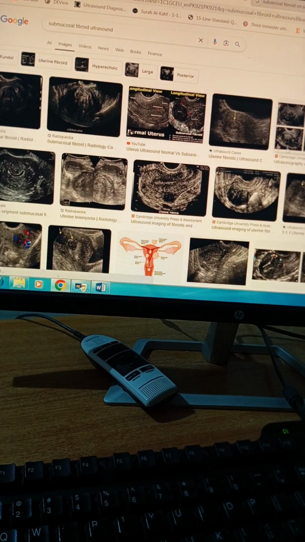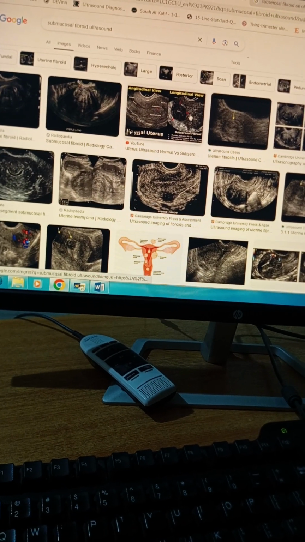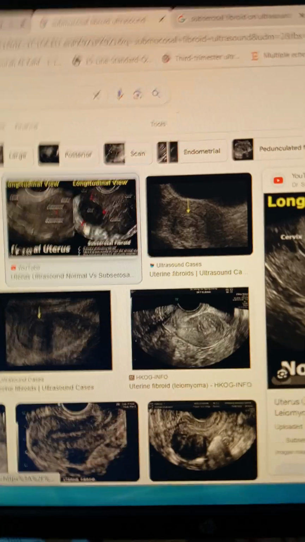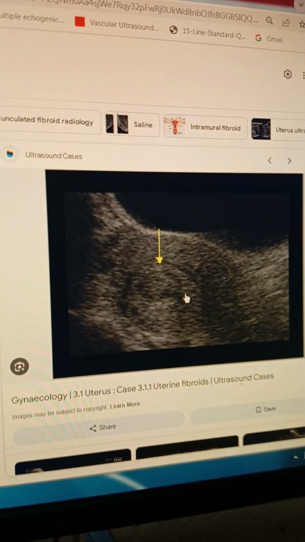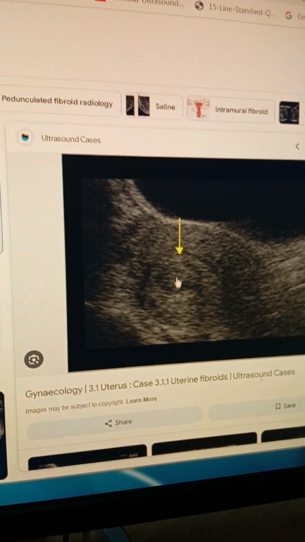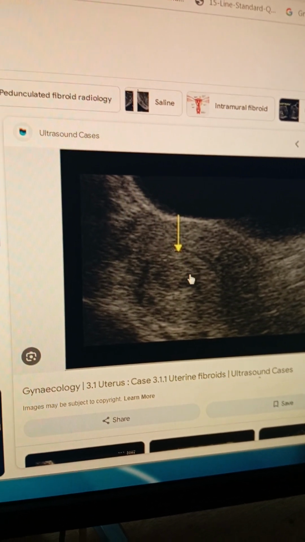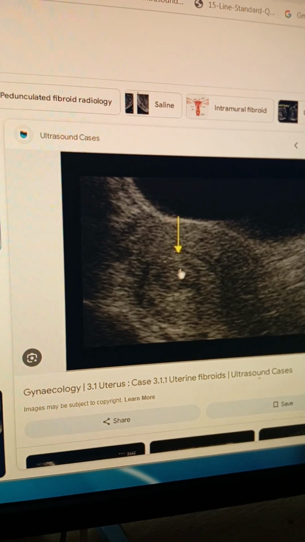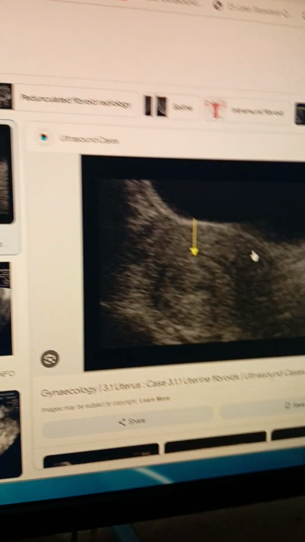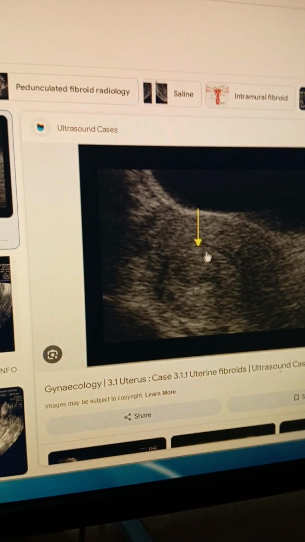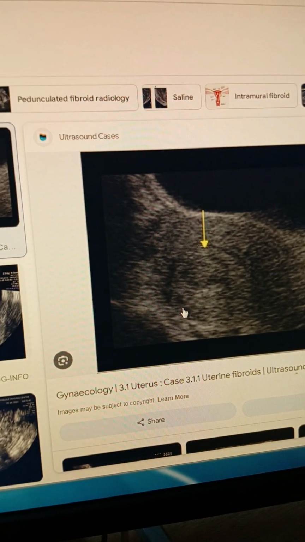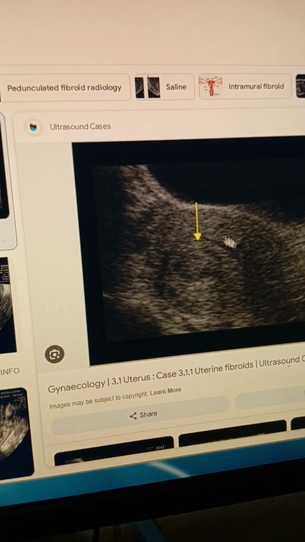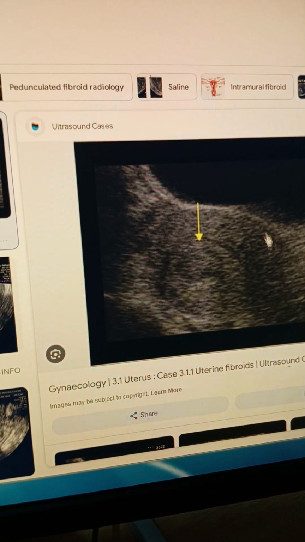Here are the images of the submucosal fibroids. So here is the fibroid near the endometrium, between the endometrium and myometrium, and pushing the endometrium. It can push the endometrium anteriorly if it is posterior. It can push the endometrium posteriorly if the submucosal fibroid is on the anterior wall of the uterus.